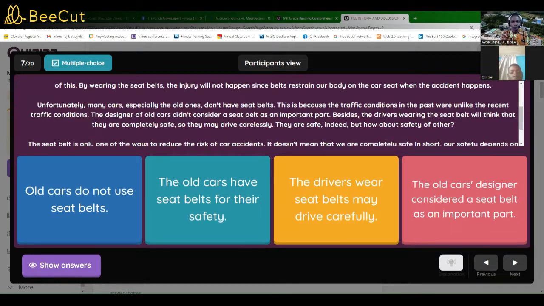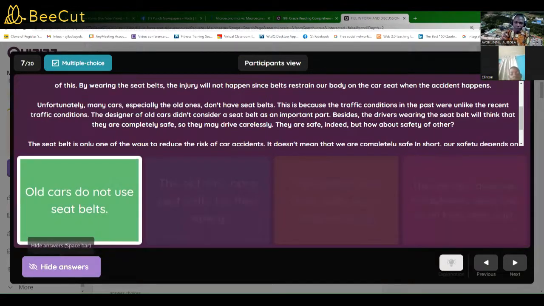The old cars do not use seatbelts. That's correct.